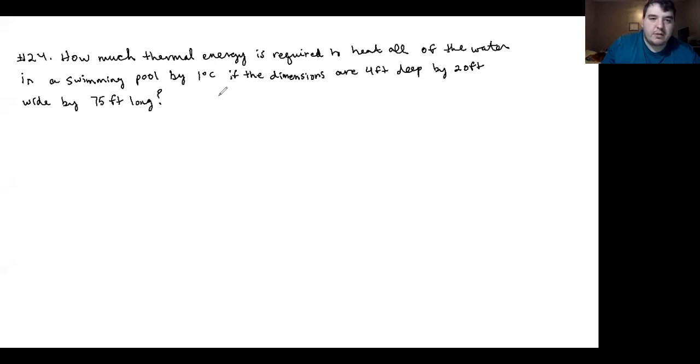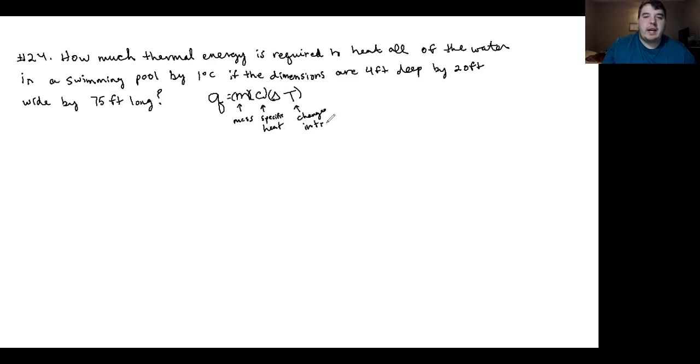And the equation that we use is Q, which is the heat. The equation for this is going to be Q equals MC delta T. So M times C times delta T. Now M is going to be the mass. C is going to be the specific heat. Delta T is the change in temperature.